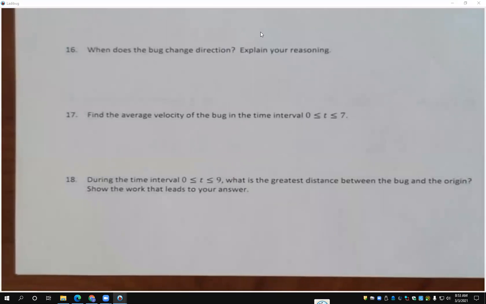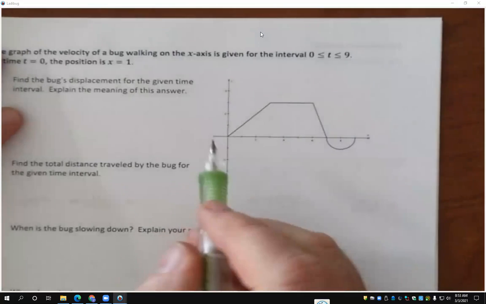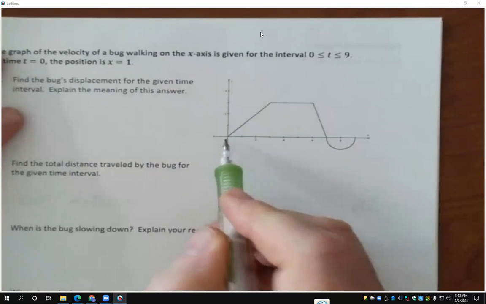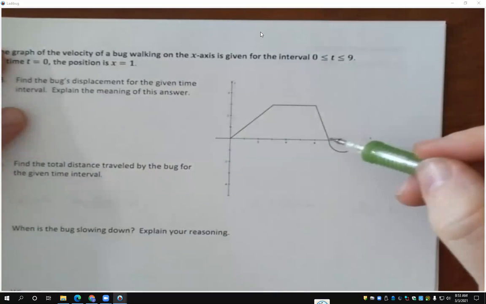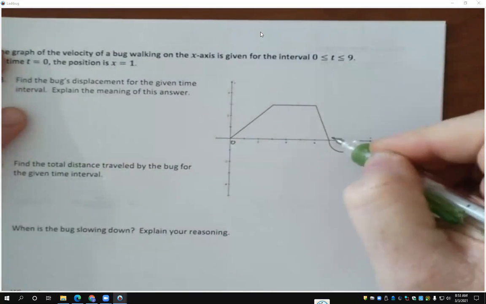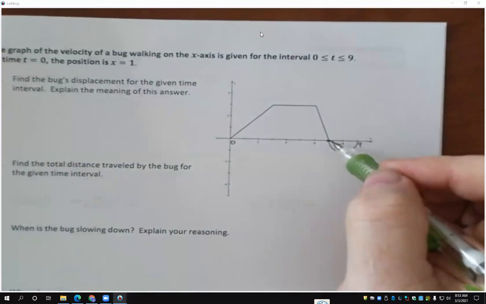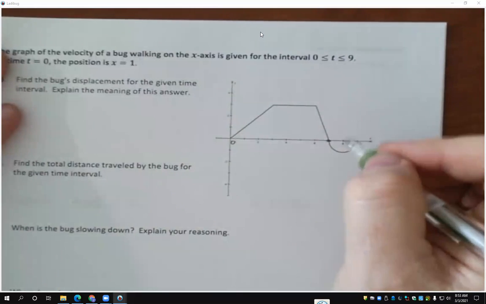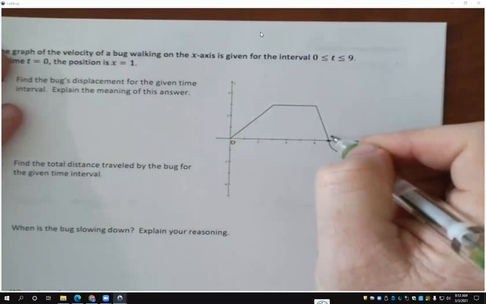Well, greatest distance is just an EVT question. It's just furthest away, maximum distance away. So EVT says we need to check endpoints, so we have to check 0, and we have to check 9. That's 0, that's 9. And any critical numbers in between. A critical number is where the velocity is equal to 0 or undefined. So right here, this is at 7.